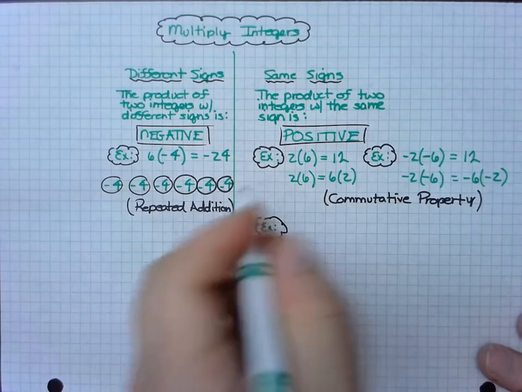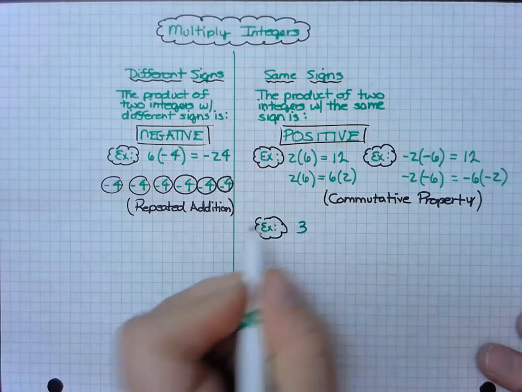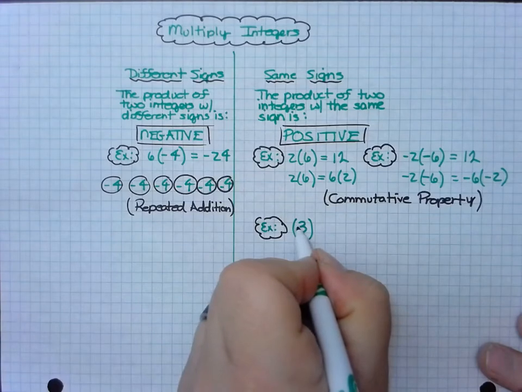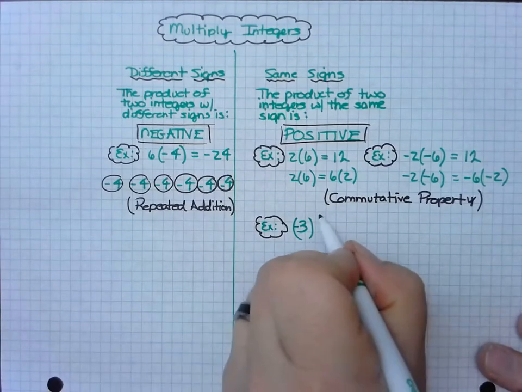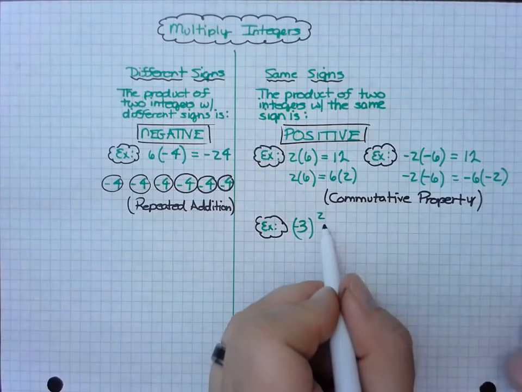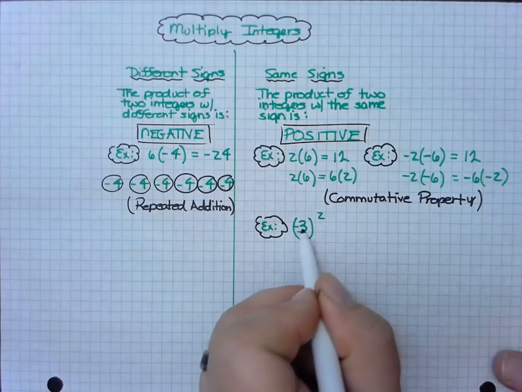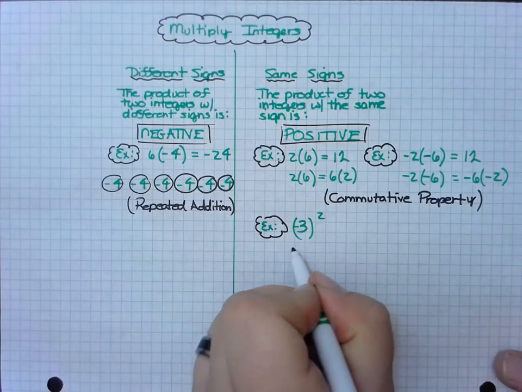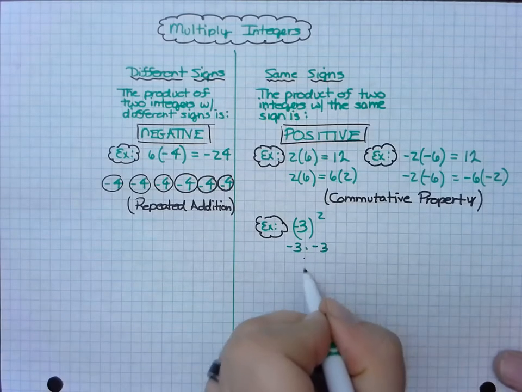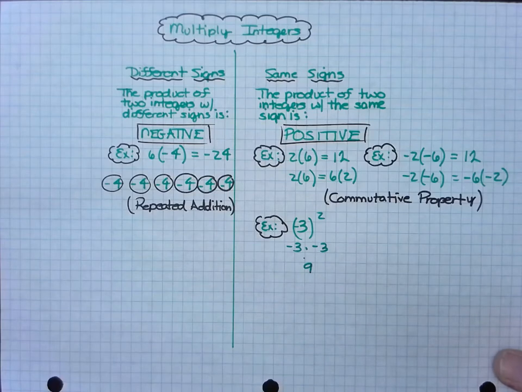So if I have negative 3 raised to the second power, what does that mean? That basically means that this is repeated multiplication of negative 3 twice. So we have negative 3 times negative 3, and that results in a positive 9.